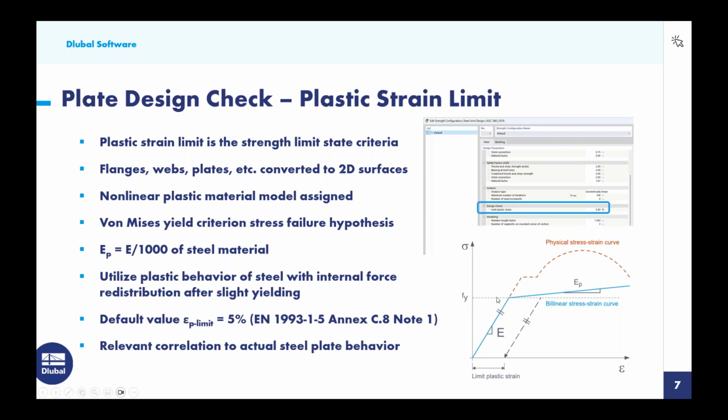Now, once we reach Fy, we are in the plastic region. Ideally, steel is going to behave more like the red line shown here for the physical stress strain curve. But for our nonlinear material model, we actually simplify this into just a simple line element here. The modulus of elasticity, of course, is the slope here in our linear elastic region.